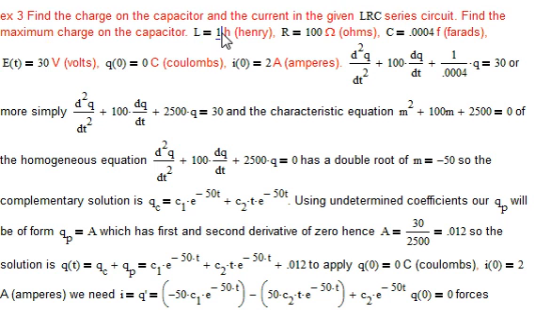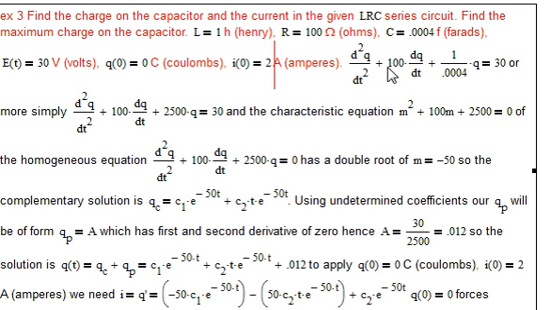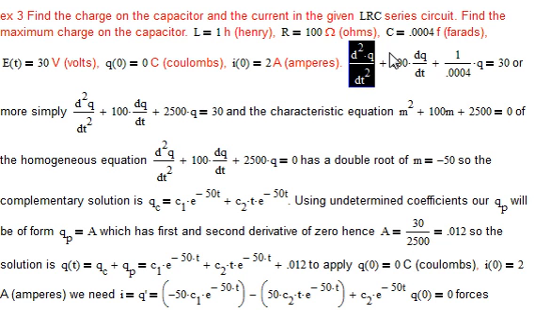If we know that L is 1 Henry, R is 100 ohms, and the capacitance is 4/10,000ths of a farad, and the electromotive force is 30 volts. The initial charge on the capacitor is 0 coulombs. The initial current is 2 amperes.